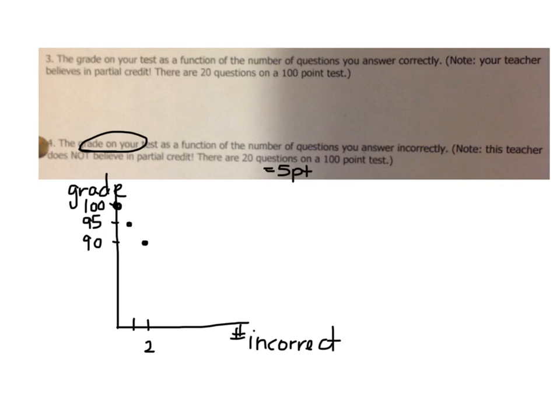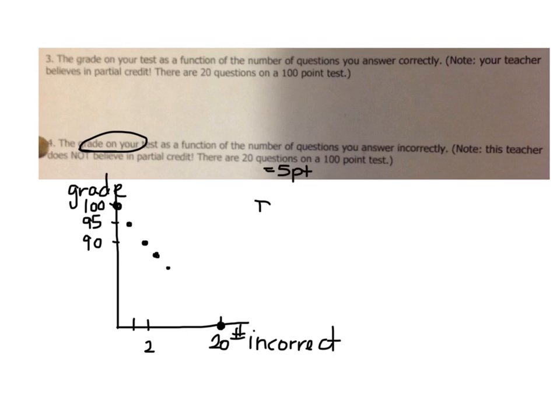So this would be my graph. I would not continue it. I would just have individual points all the way down to 0. How many do I have to get incorrect to get a 0? All the way down here to, if I get 20 incorrect, I get a 0 on the test.